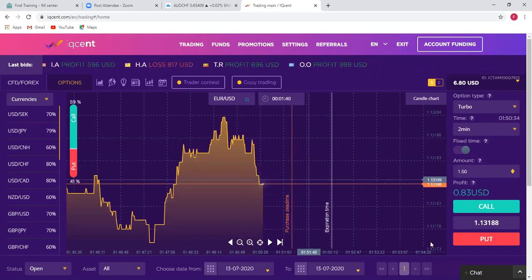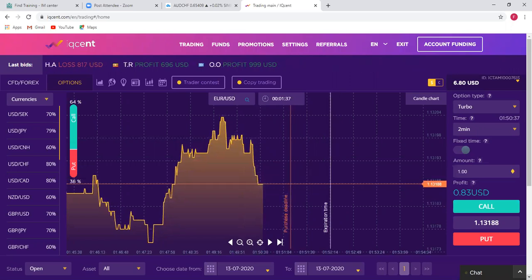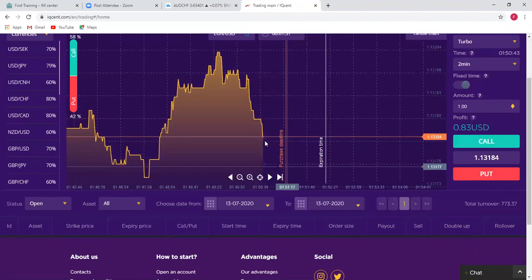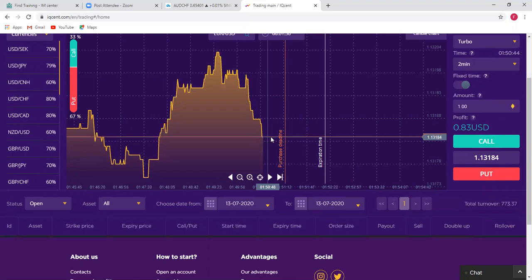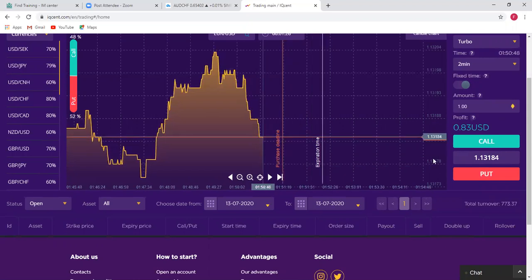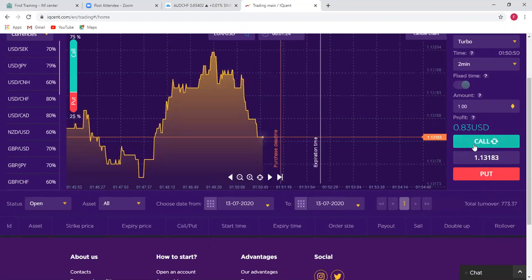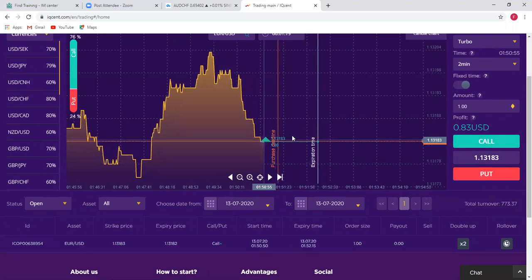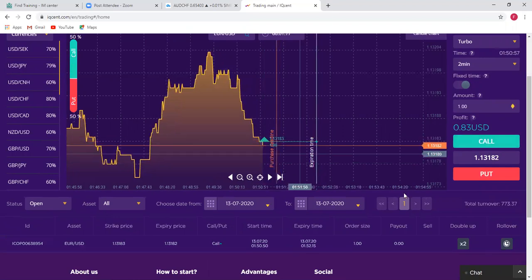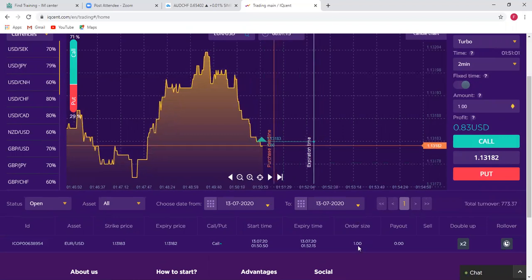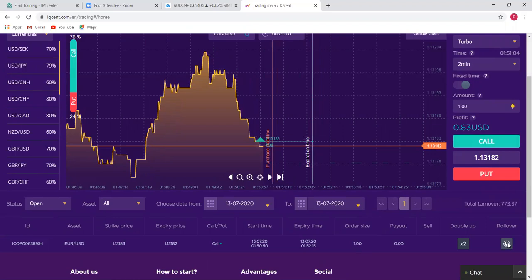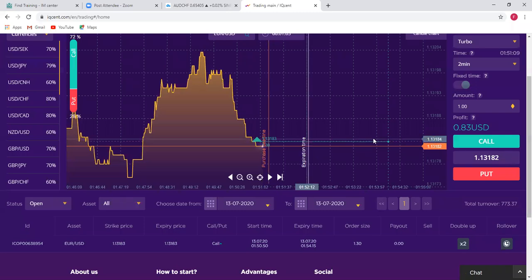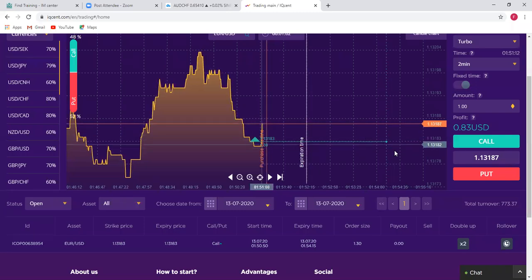So how does the double up work? Now let's say for instance I'm looking at a potential call on this trade, and I took a 2 minute call. I expect the market to go up, and then the market, instead of going up, keeps coming down. I have two options. One, you can see my order size is $1. If I roll over, boom, my order size increases from $1 to $1.30. You can see my time has been increased from 2 minutes to 4 minutes.